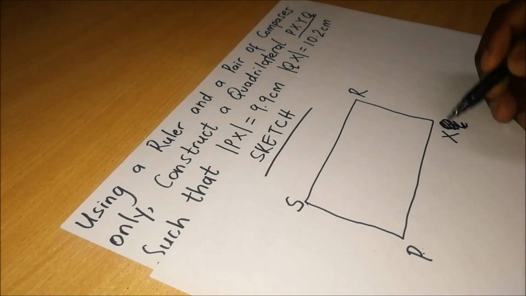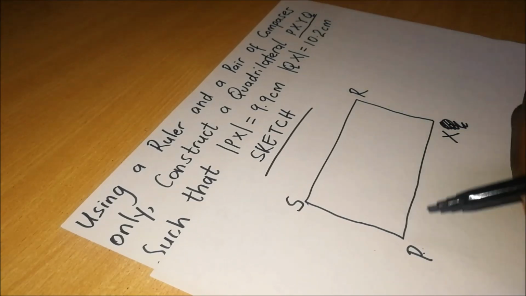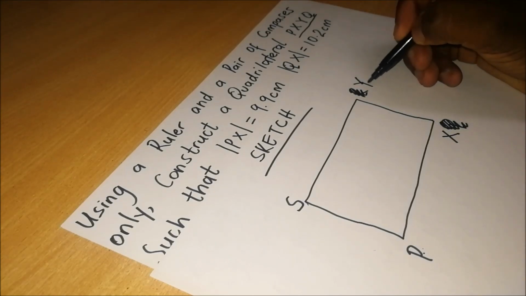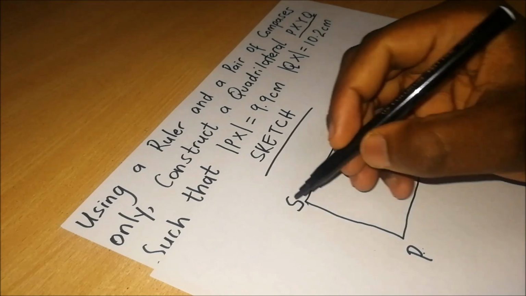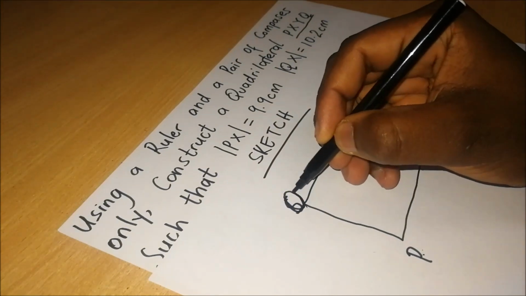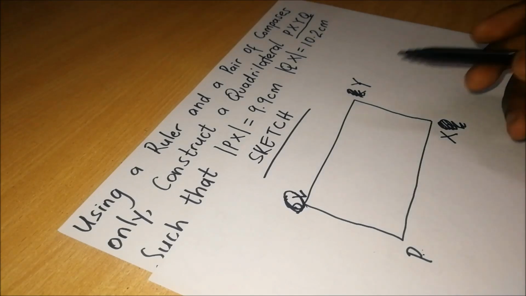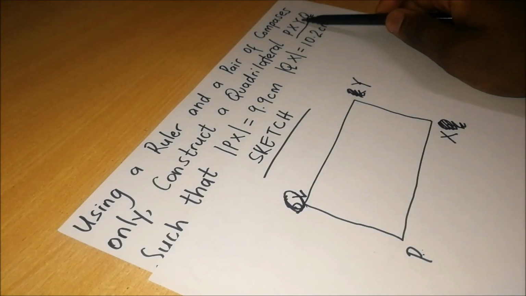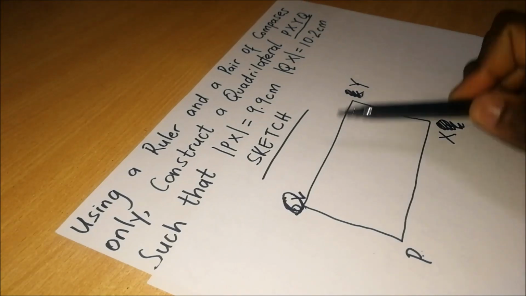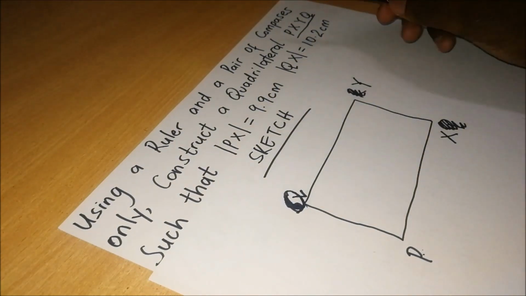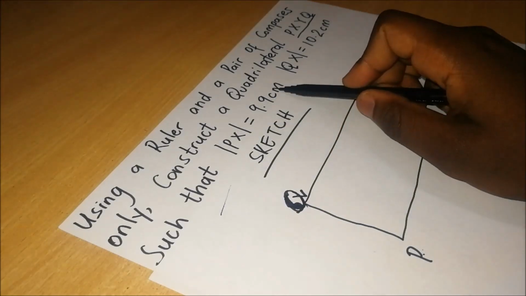It's PXYQ. I made some mistakes there, sorry. PXY, then Q. I don't even know where I was getting these other letters from. Maybe PQRS is a very common thing. So it is a quadrilateral PXYQ, such that PX is 9.9 centimeters.